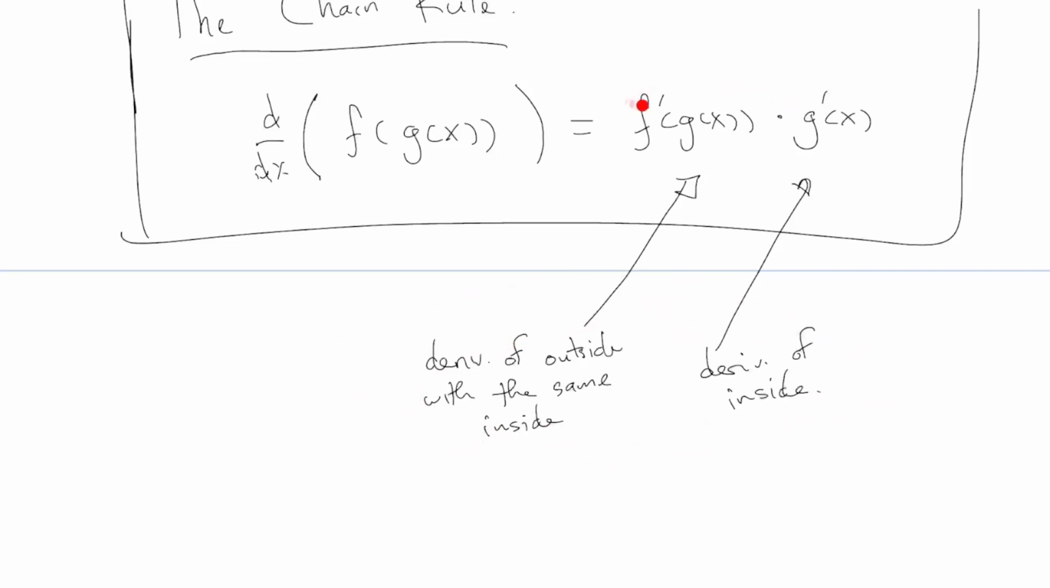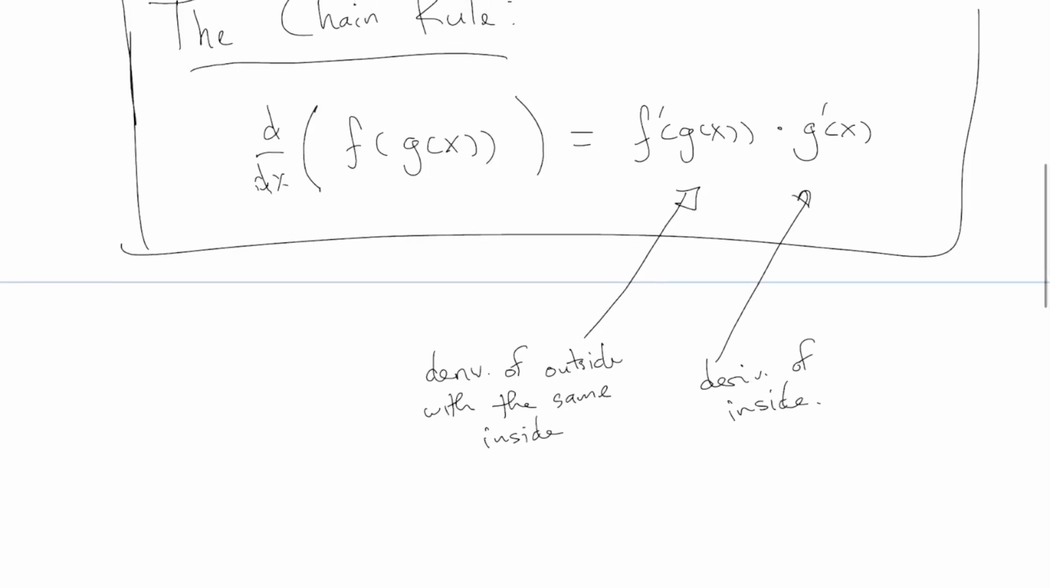I don't really think in terms of these f's and the g's. I just think of it as you do the derivative on the outside, keeping the same thing on the inside, and then separately you multiply times the derivative of the inside. This is the chain rule. All right. Let's just try some examples.